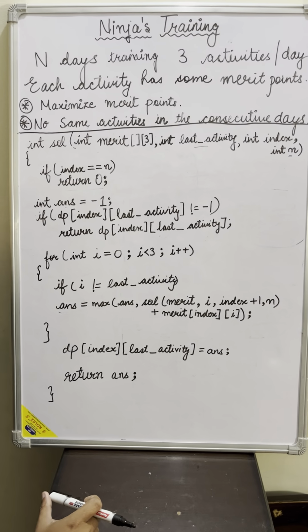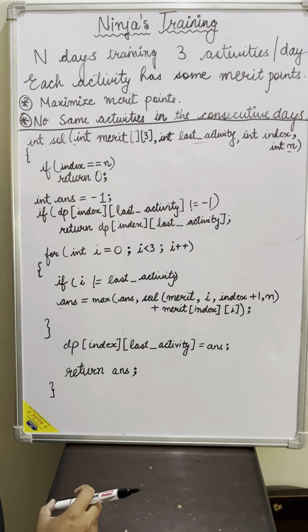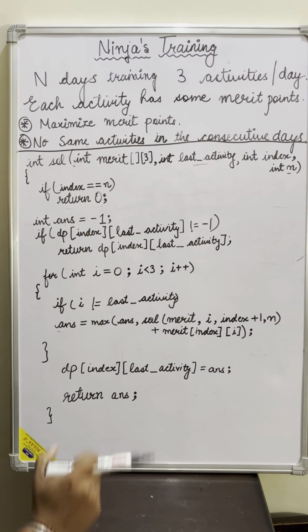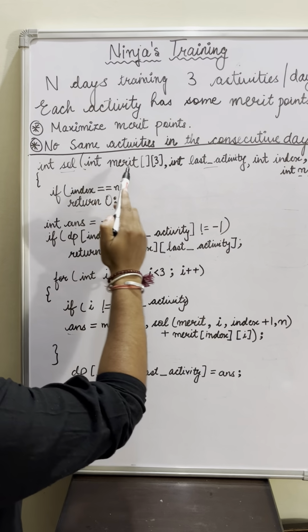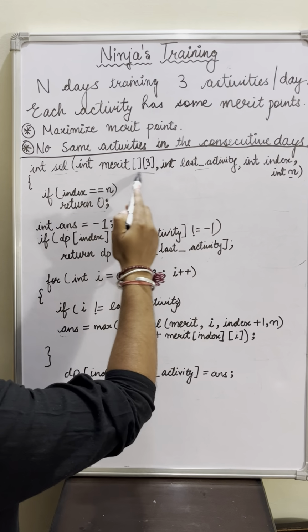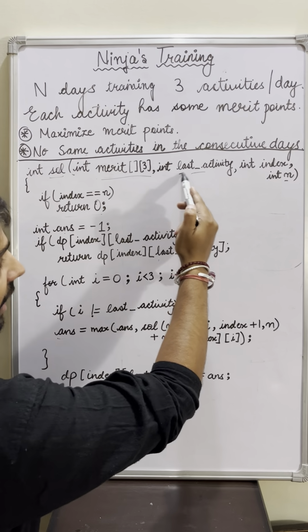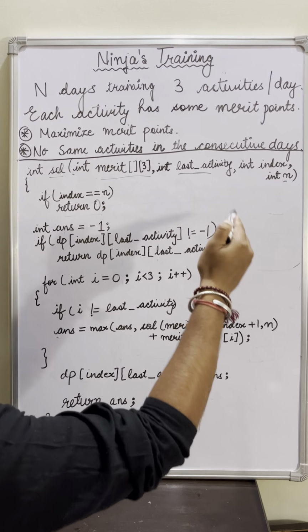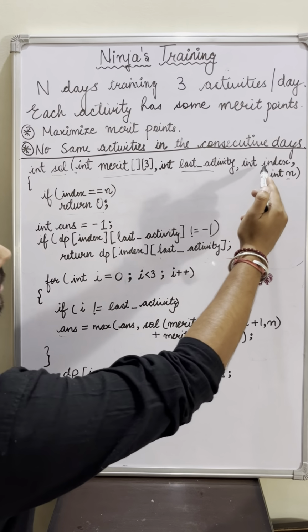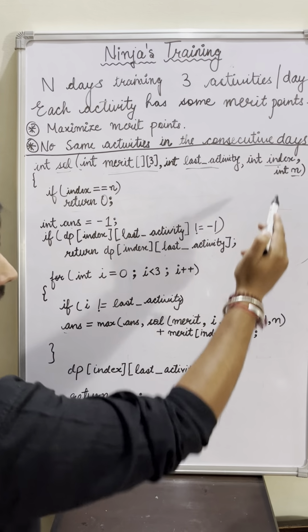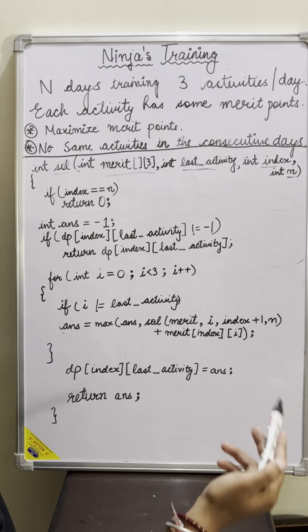Okay, let's try to understand the solution for this particular question. This is kind of a pseudocode. We create a method called solution. Here, this is our merit array, a number of days and 3 activities. This is our last activity that we choose, that we are not going to choose this particular time. This is our index, and this is our total number of days. Index is the current index where we are right now.